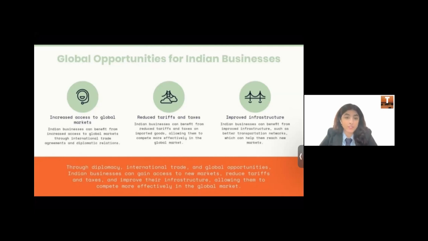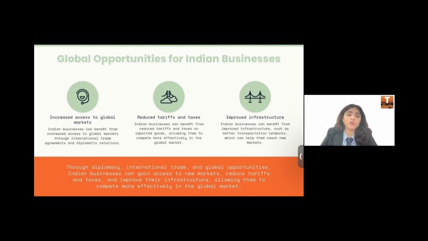Second can be digital transformation. So embracing digital technologies and leveraging them to provide innovative products, services, and business models. This includes areas such as e-commerce, cloud computing, artificial intelligence, Internet of Things, and blockchain.